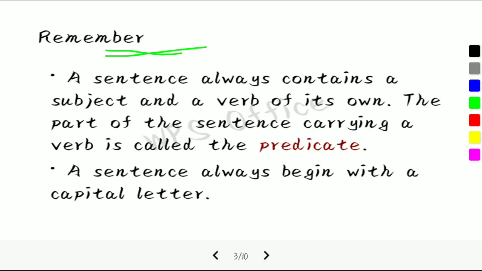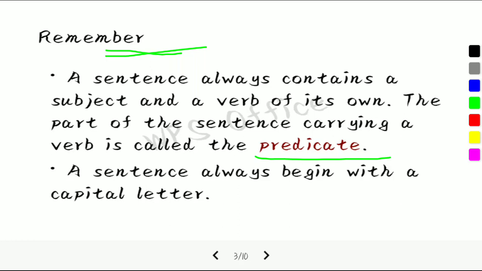The part of the sentence carrying a verb is called a predicate. That part in which the verb is, the part of the sentence in which we find a verb, is called a predicate. And the part of the sentence in which the doer is found is called the subject. Subject is one who is doing something, and predicate is that part of the sentence in which the verb is found.